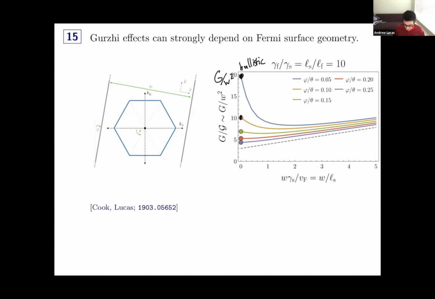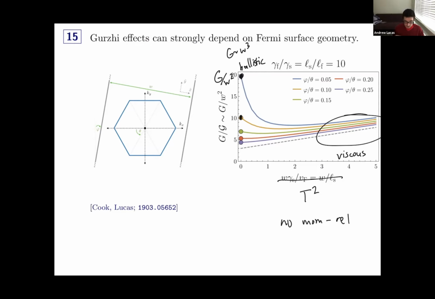As you heat the system up, just think of this axis as temperature squared. If we have no momentum relaxation at large temperature, this is our viscous regime, where G is scaling like W cubed, or on this plot, we have a linear function. However, you can see that sometimes we're claiming that you can actually have this very non-monotonic dependence on temperature as you cool down.